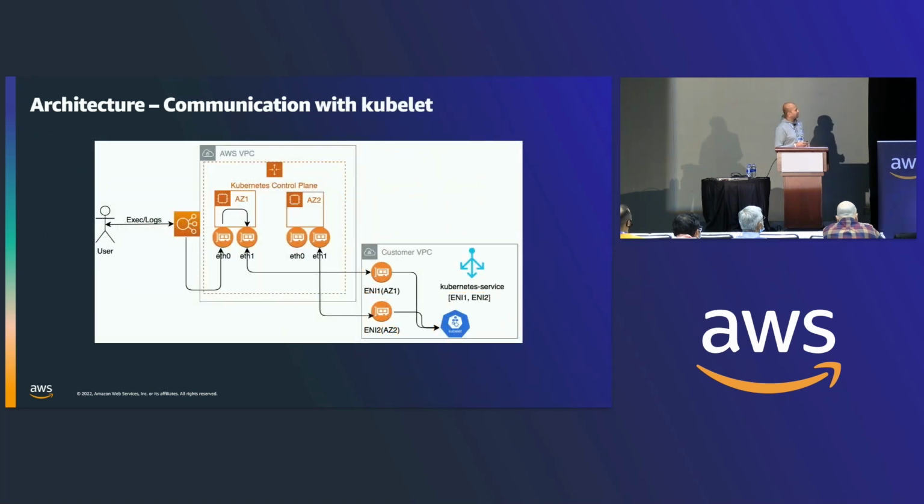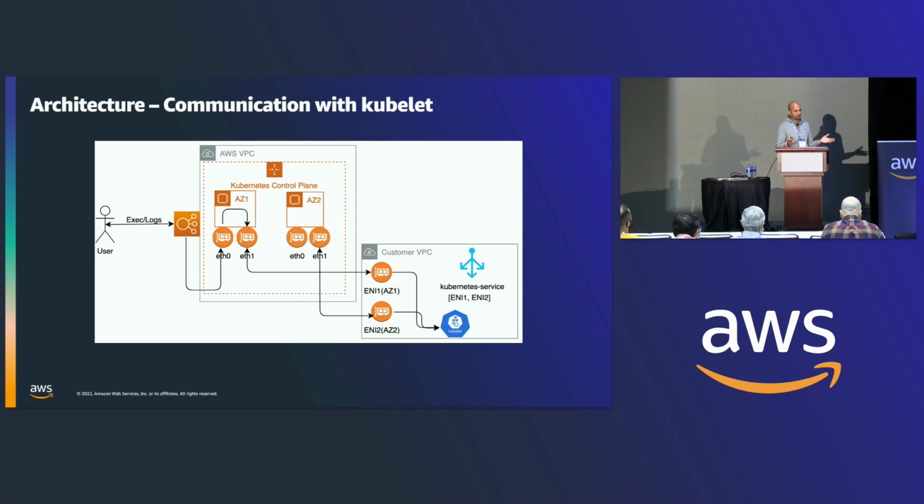Let's move on to the next one. This is a bit complicated, but this is the gist of how we bridge the gap between EKS clusters being in AWS hosted accounts and VPCs, and customers' workloads being in customer accounts and different CIDRs. Let's look at the right part of the picture.